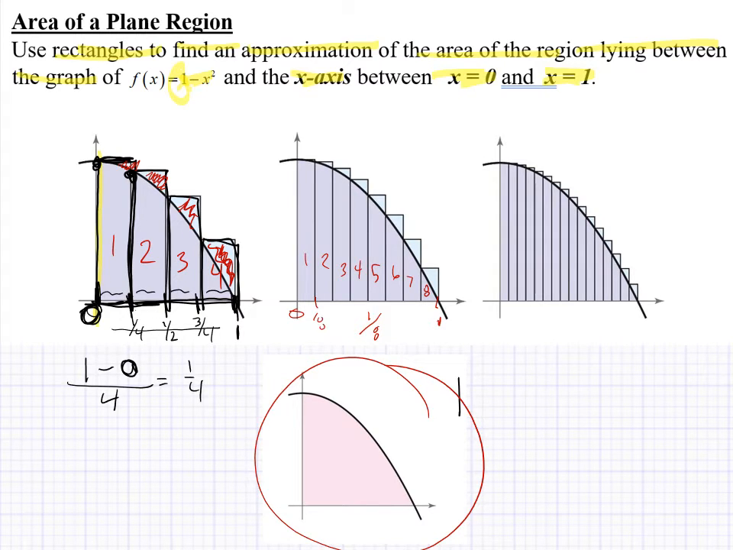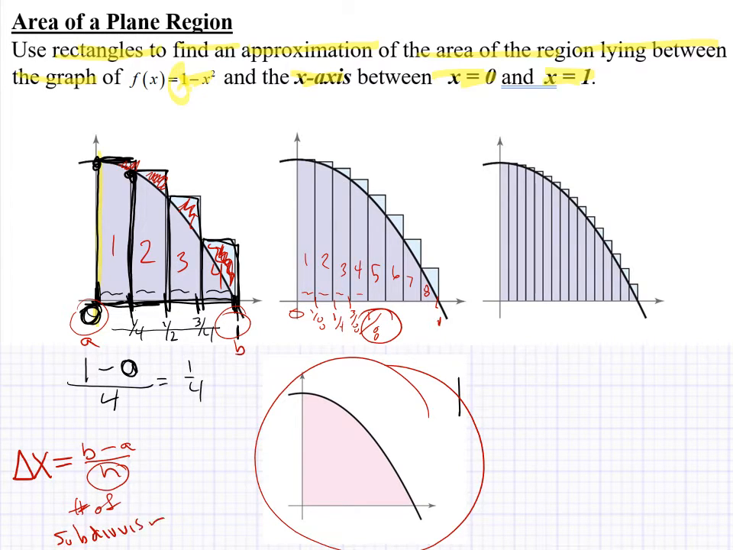So this one would be 1/8. This one would be 2/8, which would be 1/4. And then we keep going, 3/8, etc. But the width of each one of these is going to be 1/8. So every time I want to find the width of my rectangle, I take the total distance, which is the difference between the two endpoints, divided by the number of subdivisions. We call the width of each rectangle delta x. If we call this a and this b, we do b minus a over n. b minus a are the endpoints, and n is the number of subdivisions. And that will always tell me how wide each rectangle needs to be.